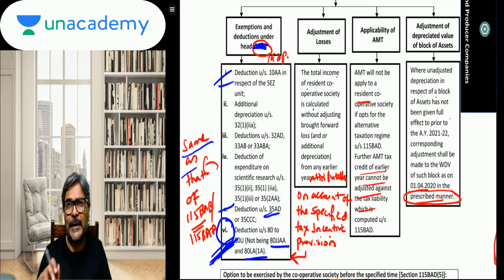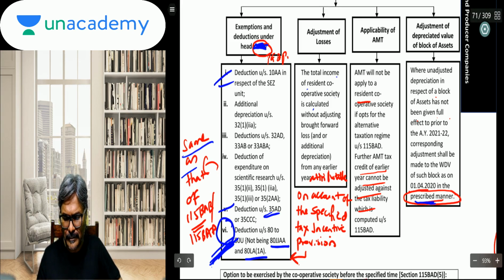Now here students, they have the AMT. Cooperative society students, we all know they will have the AMT concept. So whether this particular MAT credit, any case we have discussed for 115BAA, here we will have to discuss about the AMT. So what is that we will say? AMT will not apply to a resident cooperative society if it opts for the alternate tax regime under 115BAD. Further, AMT tax credit of earlier year cannot be adjusted against the tax liability which is computed under section 115BAD. So that is all about the applicability so far as the AMT is concerned. So I think the same thing what we discussed earlier is what will be considered over here.